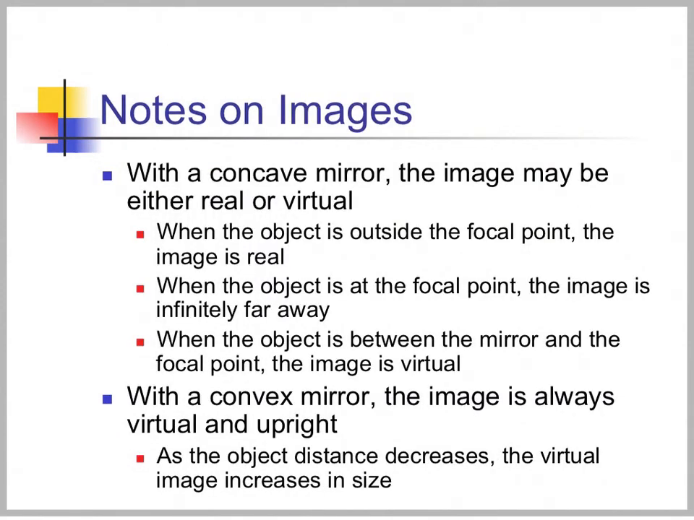So with a concave mirror, the image may be either real or virtual. If the object is outside the focal point, it's real. If the object is at the focal point, the image is actually infinitely far away and we don't get an image. And when the object is between the mirror and the focal point, we get a virtual image. With a convex mirror, the image is always virtual and upright. As the object distance decreases, the virtual image increases in size.